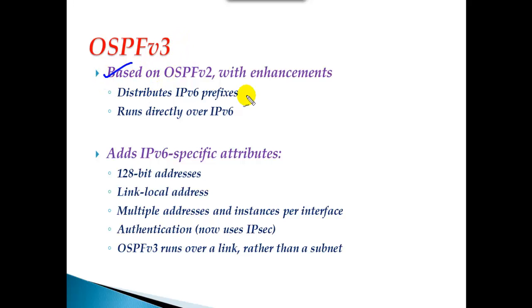Now, based on OSPFv2, we have some enhancements where it is going to distribute the IPv6 prefixes and it is going to run completely over IP version 6. Apart from that, you have some extra specific attributes added to this. It's a 128-bit address and it supports link-local addresses, and also you can have multiple addresses on the same interface, which is not possible in case of IP version 4. And we can also have multiple instances of OSPF running on the same interface.